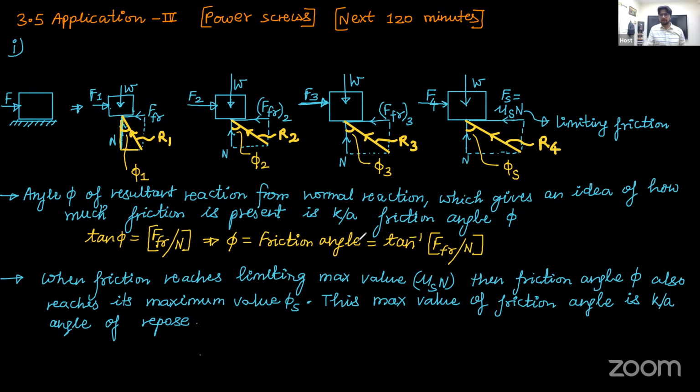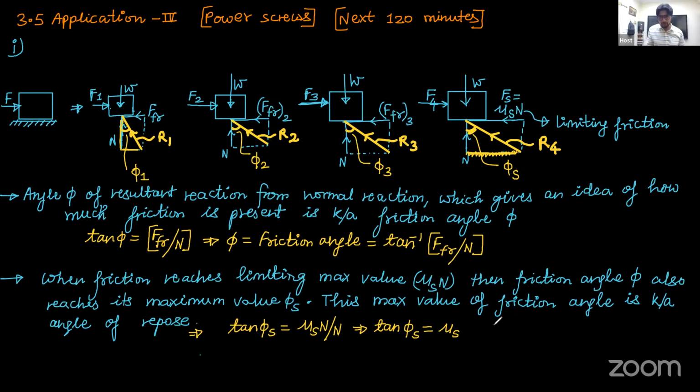But how would you calculate angle of repose? For angle of repose, you need to put the maximum value of friction. So when friction angle reaches the maximum value, we have tan phi s, and at that time friction force has become mu s into N upon normal reaction. Friction force is having its limiting value, mu s N, upon normal reaction. So N and N get cancelled, and I get tan phi s is equal to mu s.